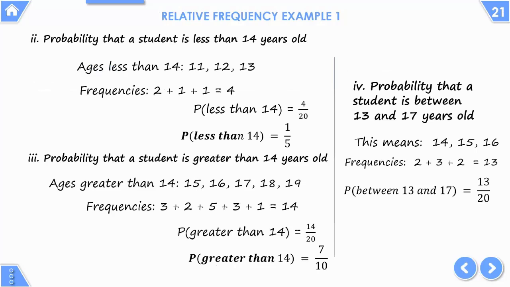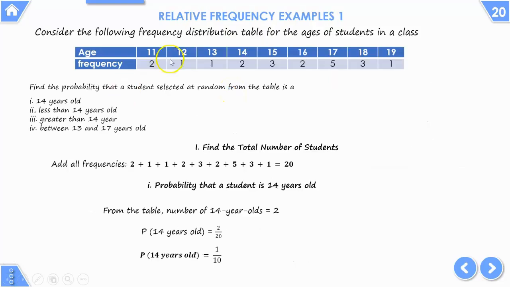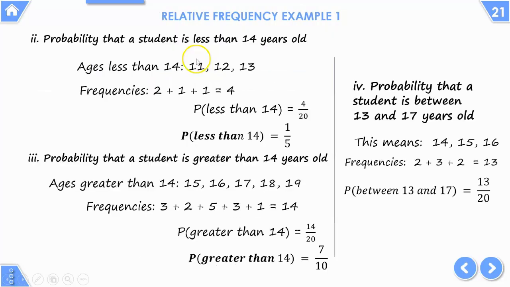Now, the probability that the student is less than 14 years old. The ages less than 14 are 11, 12, and 13. Their frequencies are 2, 1, 1, which is 4. Let's check that: 11, 12, 13, with 2, 1, 1. That's right. Then the probability of less than 14 becomes 4 out of 20, which is 1 out of 5.